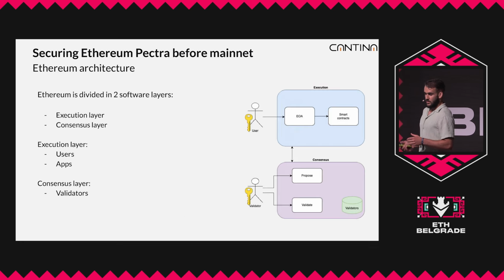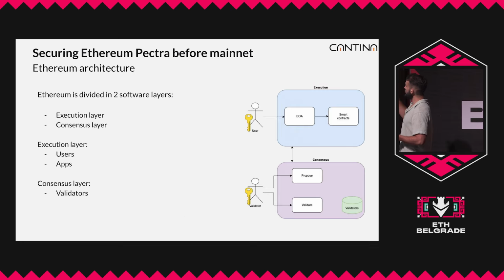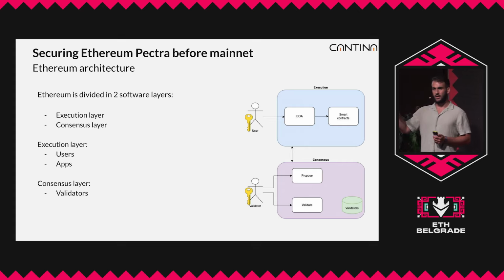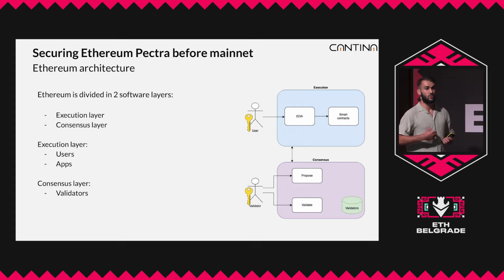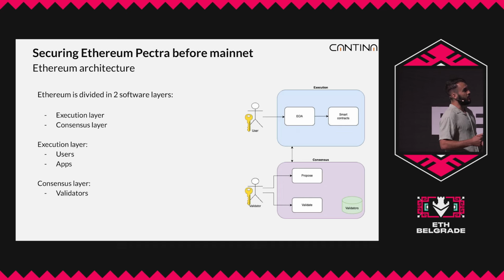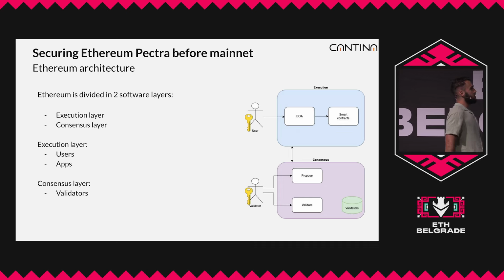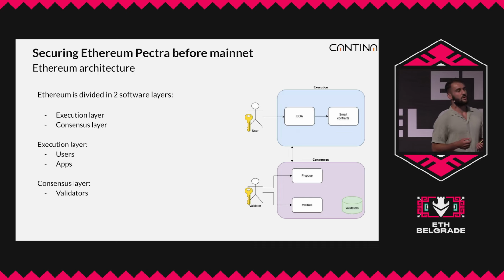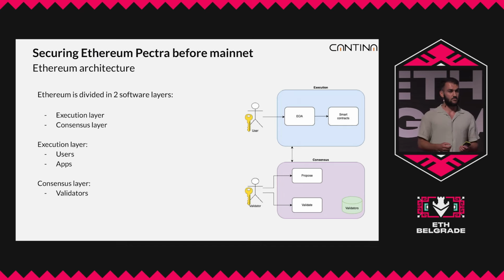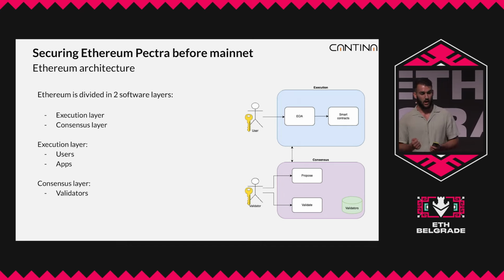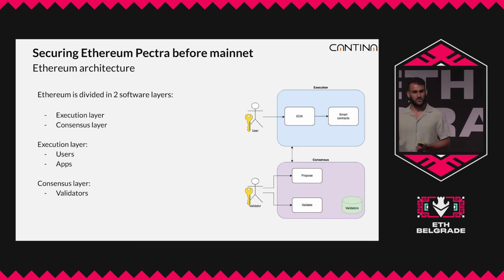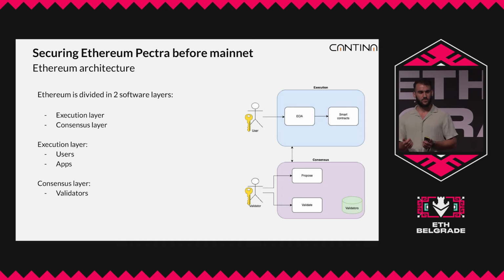So, Ethereum is divided into two software layers: the execution layer that you all know about, you are a user of it, and the consensus layer. So, as I said, the execution layer is users and apps. This is where smart contracts are. And there is the consensus layer, where all validators are interacting with each other.